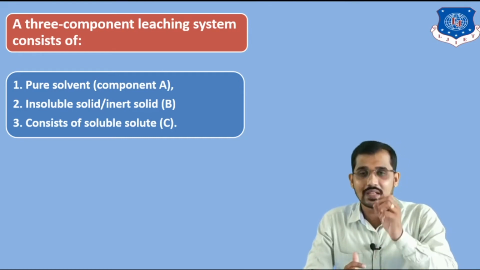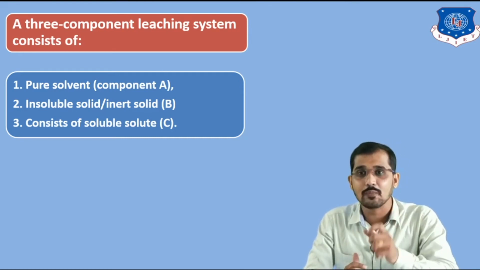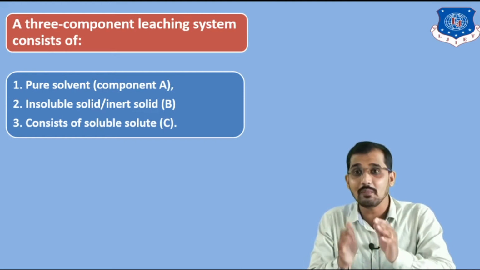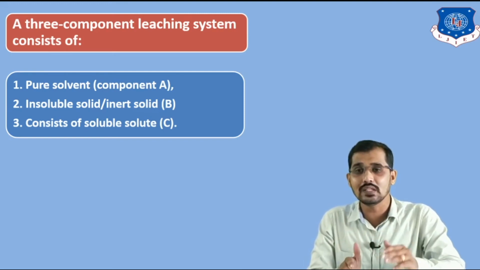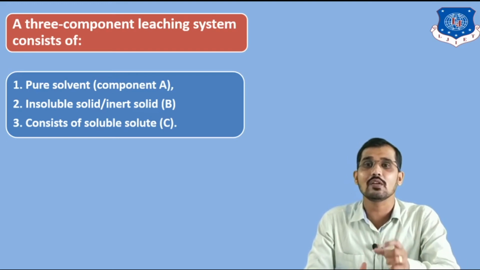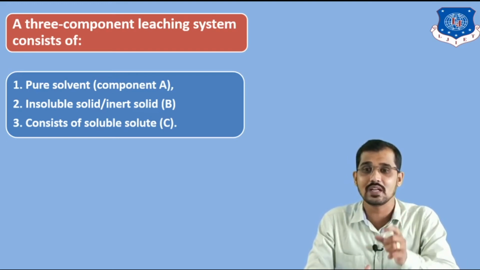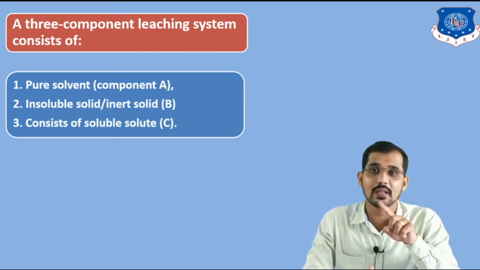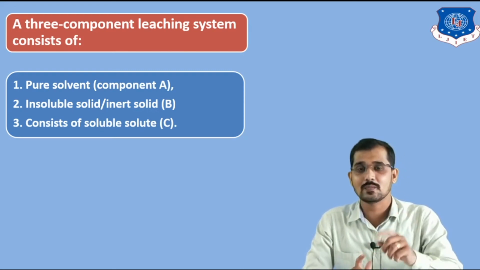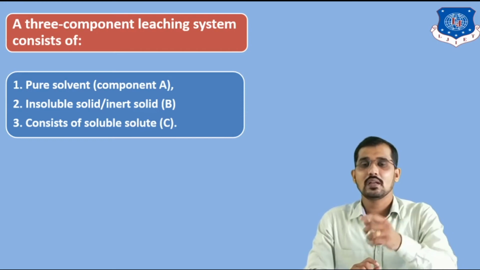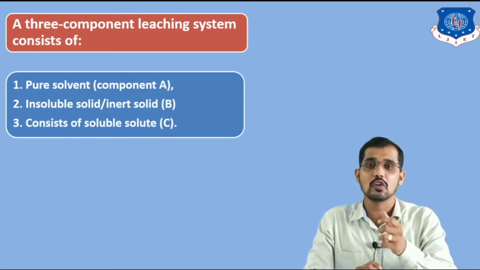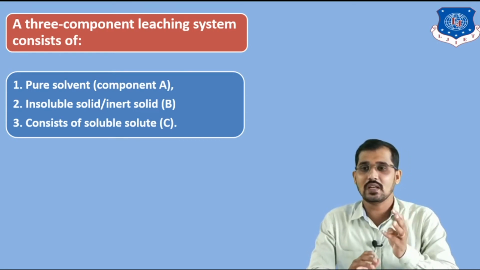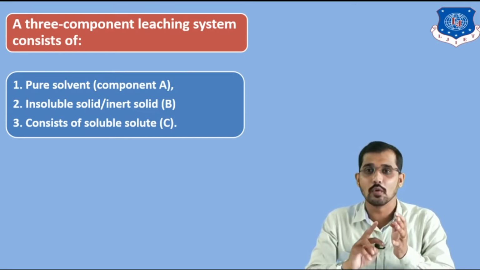Okay, we are extracting some soluble part from that solid by using this liquid. That is the soluble solid part, but the remaining part, the insoluble with the solvent, is nothing but your insoluble solid, represented by component B, and its flow rate is represented by the capital N. I will explain that in the next slide. And the third part consists of the soluble solutes, that is C. So the first part is your pure solvent, that is component A.